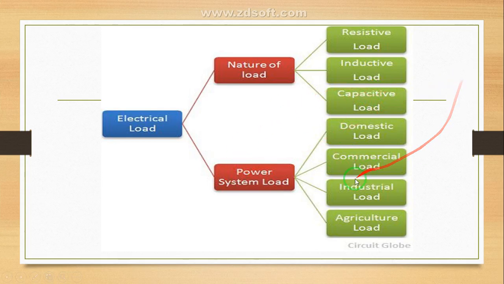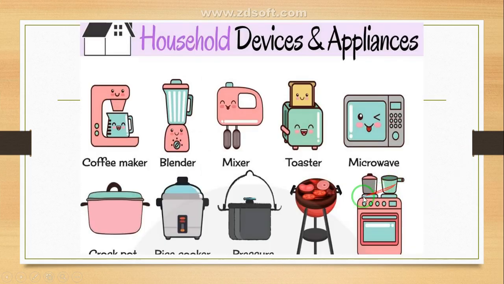Industrial loads are nothing but factories and industries. Agricultural loads are the normal agricultural loads. These are some pictorial representations of household devices and appliances: coffee makers, blenders, toasters, TVs, mixers, grinders. Everything is called household devices.